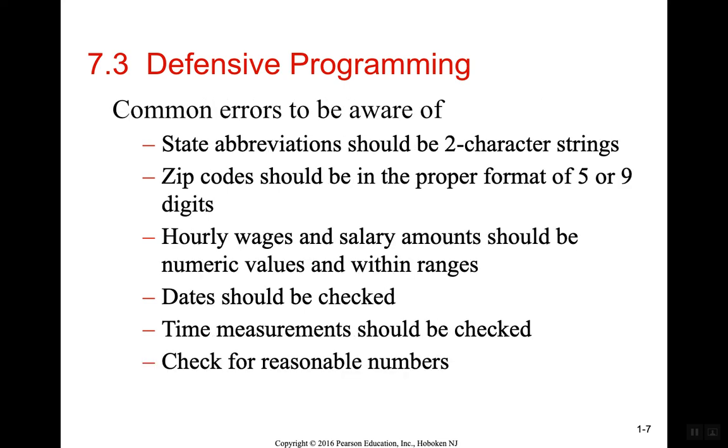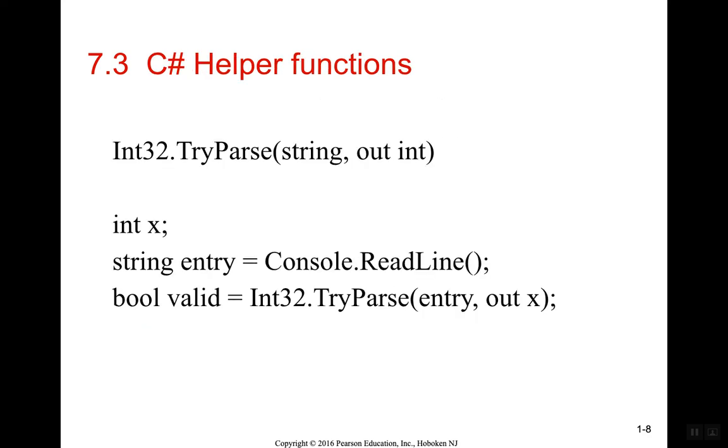So these are just some common errors. Typically, zip codes, state abbreviations, dates are valid dates. If you ask for a starting and an ending time, you want to make sure that the starting time is before the ending time, things like that. Hourly wages and salary amounts: what's your hourly wage, and it's $1 million an hour? Probably not, right? So the actual validation that you'll do is contextual to the problem, but you have a lot of different kinds.